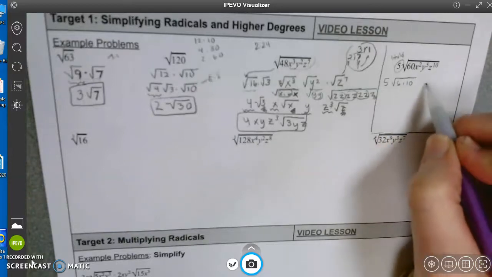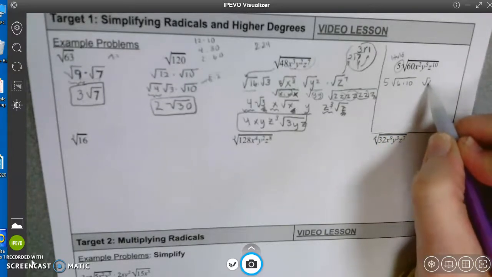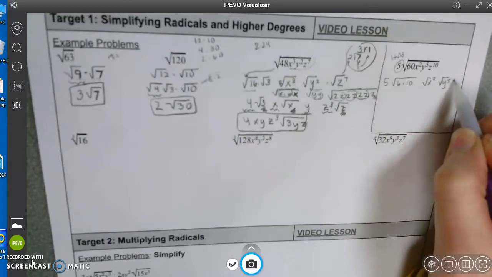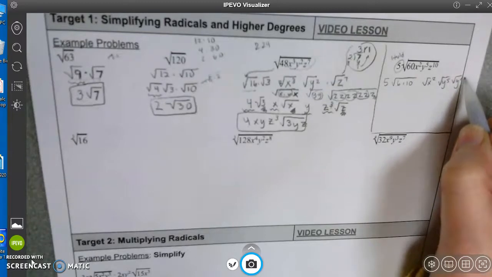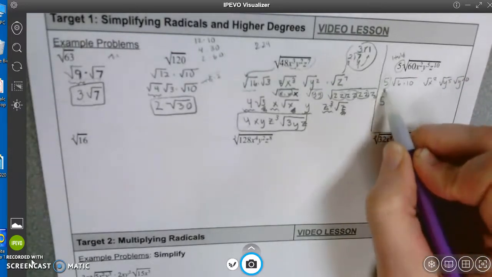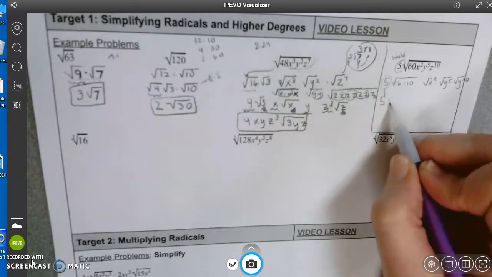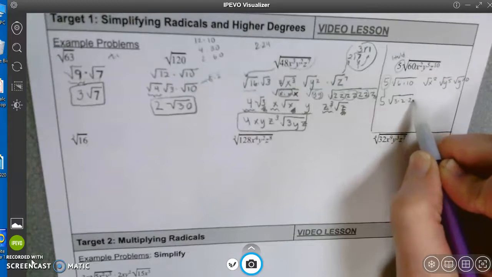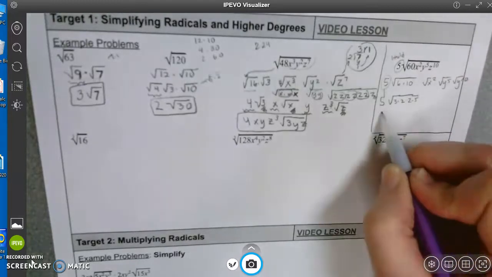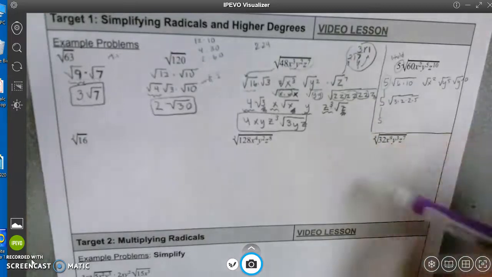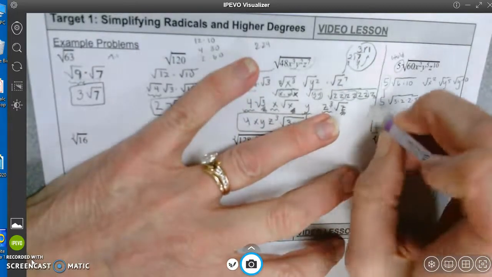Not perfect squares. I'm going to have to keep going. I'll break that up later. Okay. So 5 comes down. Now don't forget it. It's part of my answer. I'm going to bring it down. 6 goes to 3 and 2. 10 goes to 2 and 5. I'm going to keep going there. I'll do that later, okay?